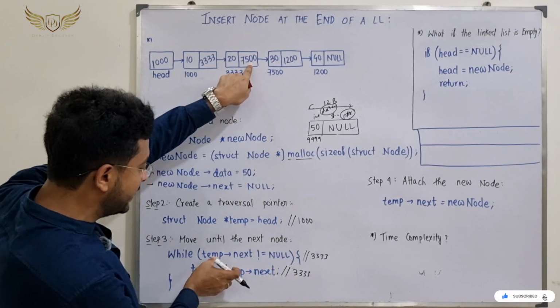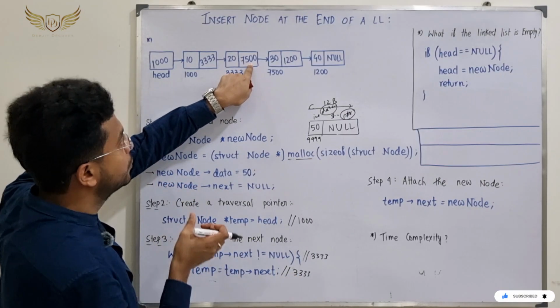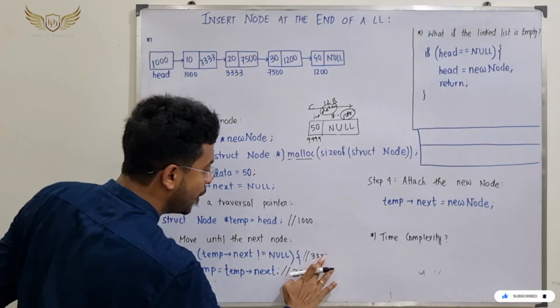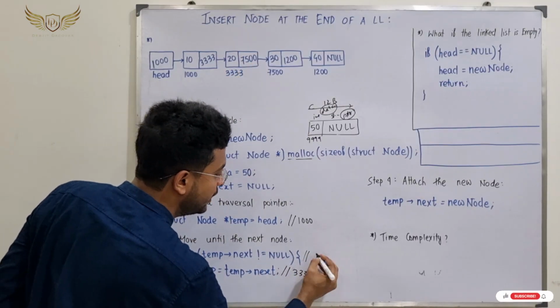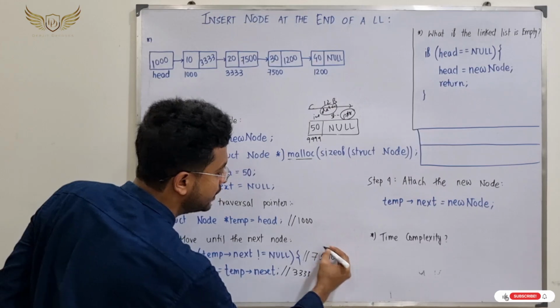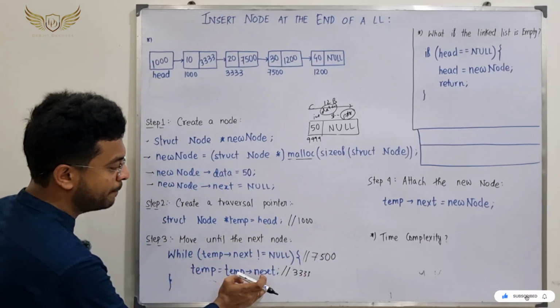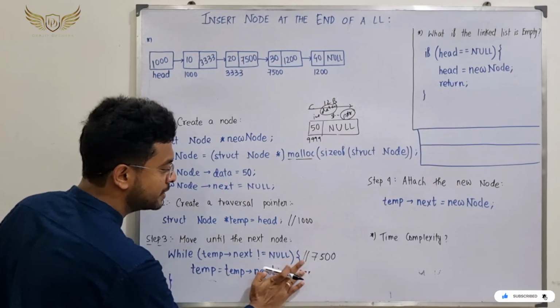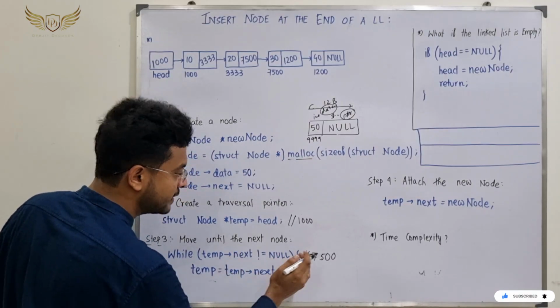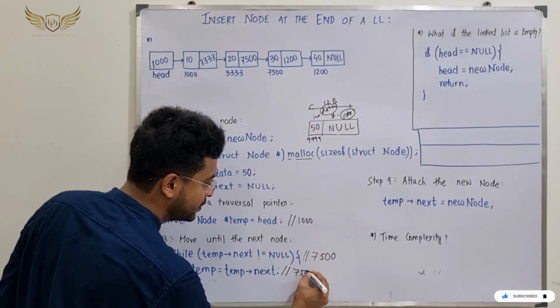So it is checking whether temp arrow next not equals to null. So what is the value of temp arrow next? The value of temp arrow next now is 7500 and it is not null. Satisfied? So it comes here and it does temp equals to temp arrow next. So now temp becomes, what is the value of temp arrow next? 7500. So temp becomes 7500.